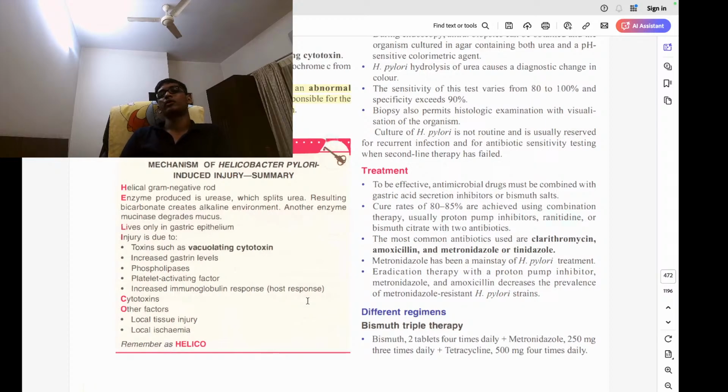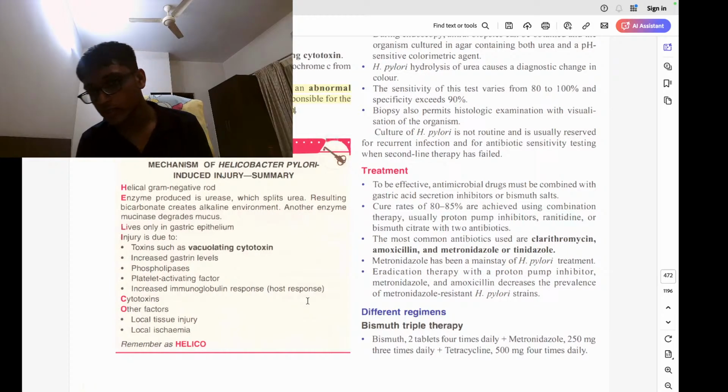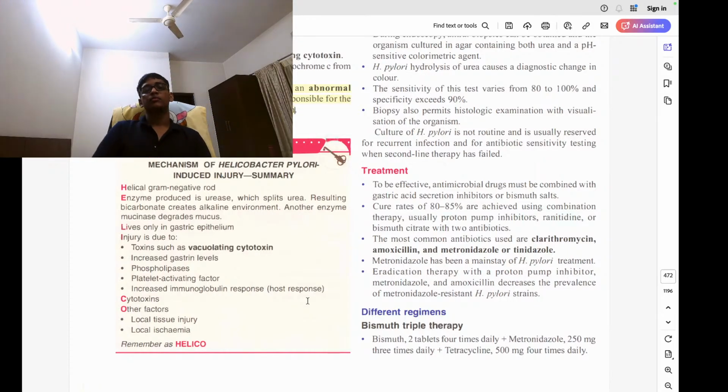The mechanism of Helicobacter pylori induced injury: Helicobacter is a gram-negative bacterium. It produces urease, which splits urea, resulting in ammonia, which creates an alkaline environment. Another enzyme, mucinase, degrades mucosa. It lives only in the gastric epithelium. Its injury is due to toxins such as vacuolating cytotoxin. You have increased gastrin levels, phospholipases will be there, and platelet activating factors will be there.